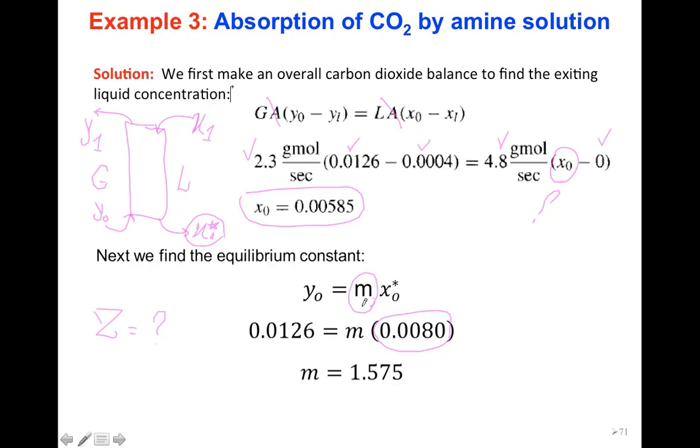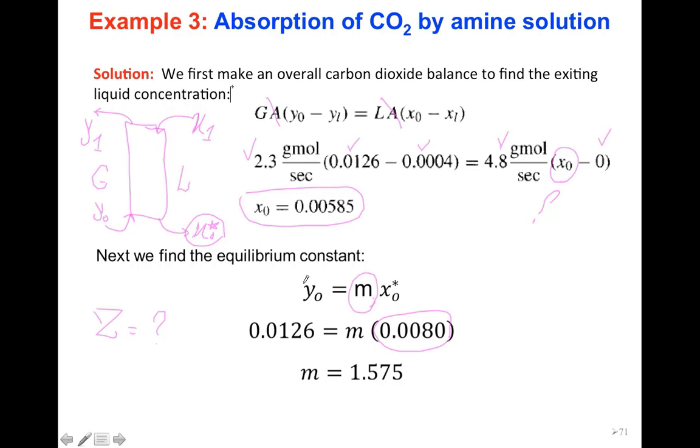So if it reaches equilibrium with this, it will have this much x, which makes sense. Why does it make sense? The value at equilibrium is bigger than this value. Equilibrium means more efficiency. When we have a perfect column, it can reach equilibrium, so it will absorb more CO2. That's why this mole fraction is bigger than this one here.